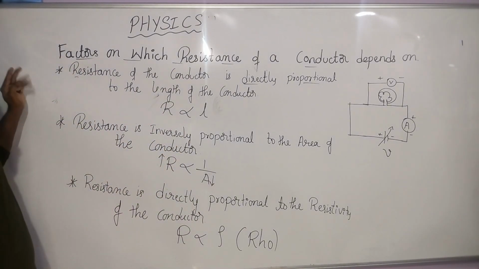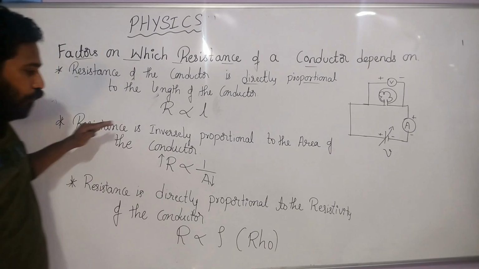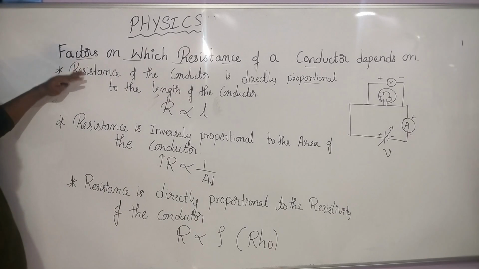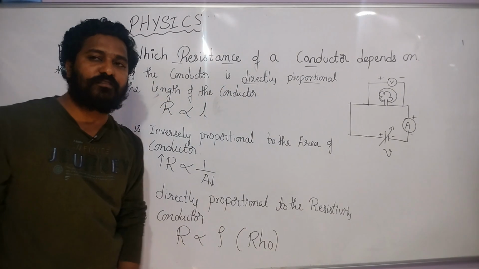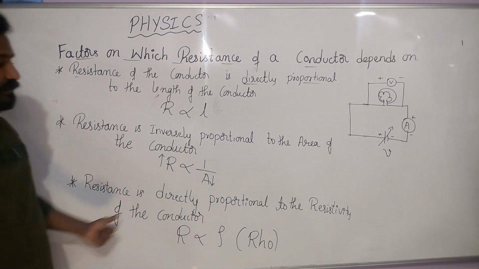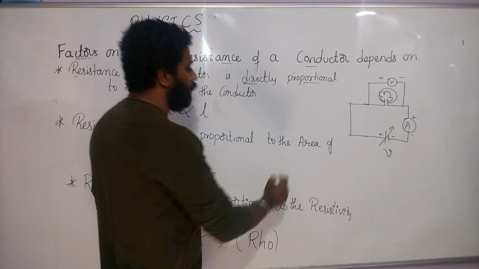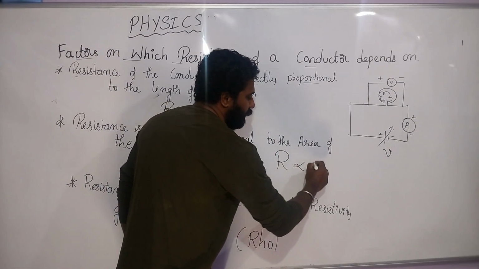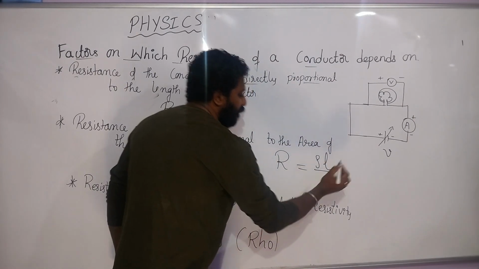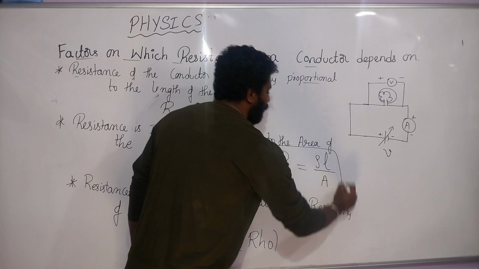If they ask on what factors the resistance of a conductor depends, you have to write these 3 points as they are. Please note them down. The resistance of the conductor is directly proportional to the length of the conductor. Resistance of the conductor is inversely proportional to the area of cross section of the conductor. Resistance is directly proportional to the resistivity of the conductor. When you combine all together, you write R is directly proportional to rho L by A, or R equals rho L by A. This is the expression for resistance.